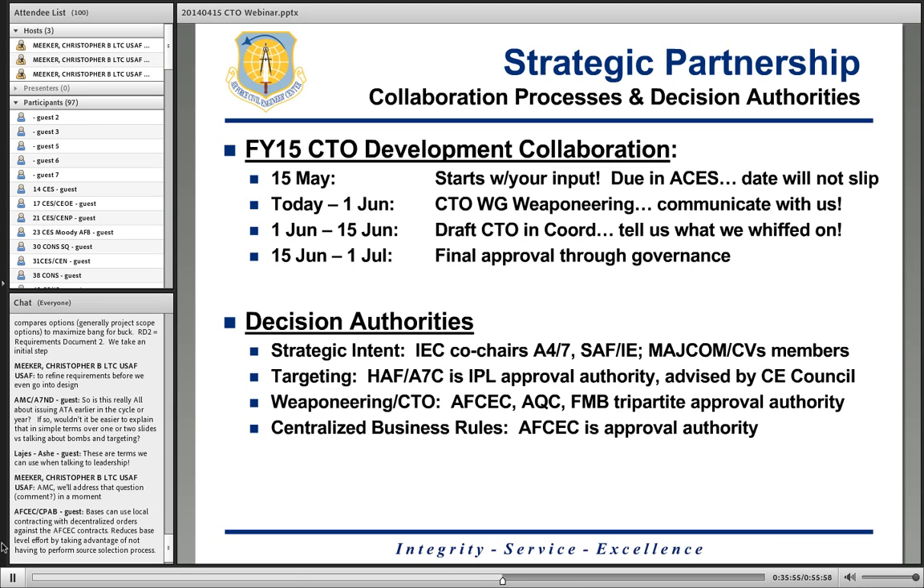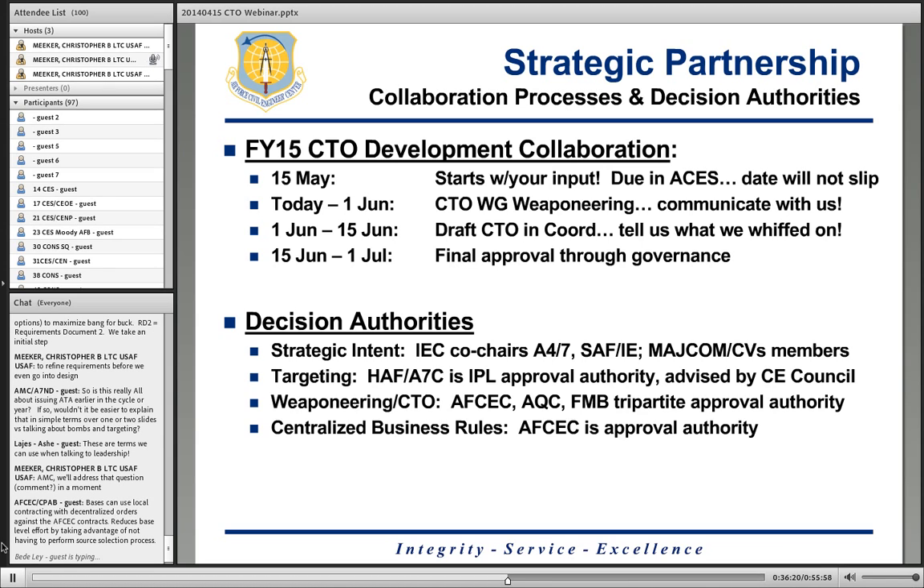The other piece of that, the question that we had received, is who are the decision authorities? So strategic intent on the front end, we're relying on the 3 stars to tell us what's important to them, and then we're going to execute based on that. Targeting, half A7C right now is approval authority of the IPL. So they're the ones that look at the risk model and approve the priorities established.